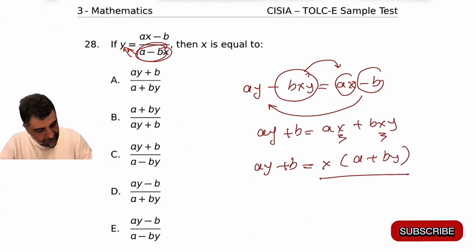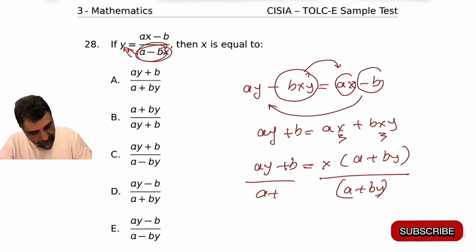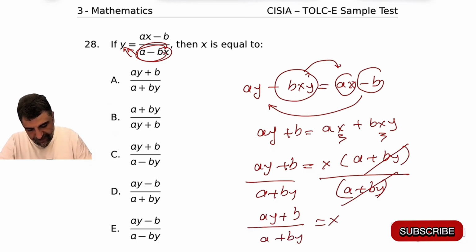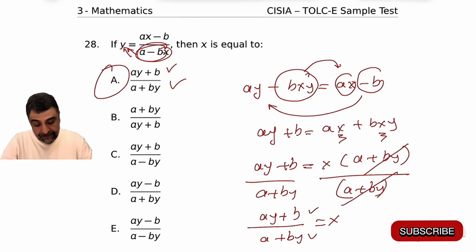Now I'm dividing both sides by a plus by. So what did we do to a plus by? We divided it. These canceled each other out. So x became ay plus b divided by a plus by. I am looking to see which option is there. Now, when I look at option A, there is a plus b on top. Below, there is a plus b. So my answer should be A.